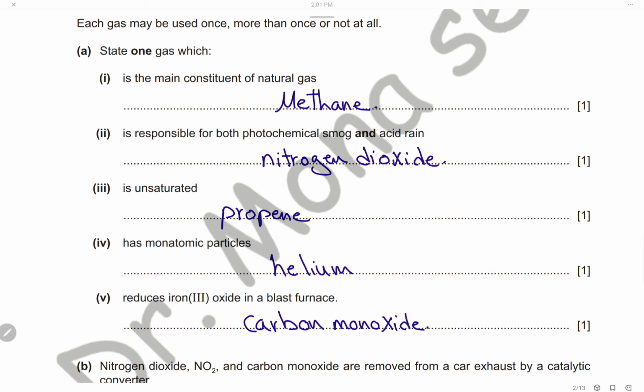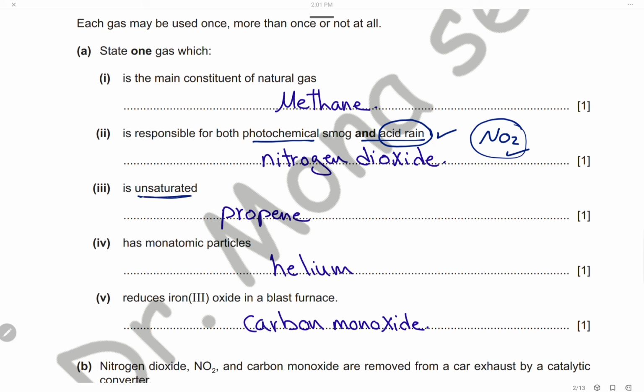Second, which gas is responsible for both photochemical smog and acid rain? Nitrogen dioxide gas reacts with other gas pollutants in the atmosphere in very hot weather to form photochemical smog, which is a brown haze formed in many industrial cities. And because nitrogen dioxide is an acidic oxide, it can dissolve in rainwater to form acid rain. So the answer will be nitrogen dioxide.